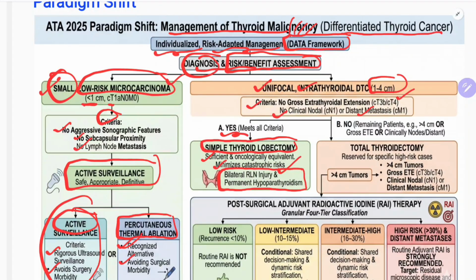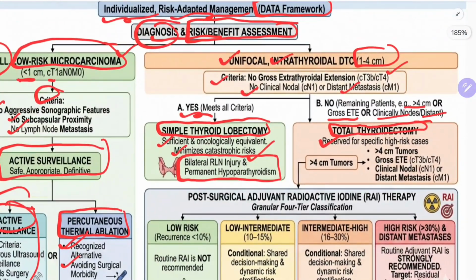Now, if these conditions are not met, meaning there is gross extrathyroidal extension, or there is nodal involvement, or there is distant metastasis, then for patients who have a tumor of more than 4 centimeters, or gross extrathyroidal extension, or clinical node or distant metastasis, total thyroidectomy is the treatment of choice. It is reserved for specific high risk cases. Same thing: more than 4 centimeters in size, gross extrathyroidal extension, clinical nodal metastasis, distant metastasis.